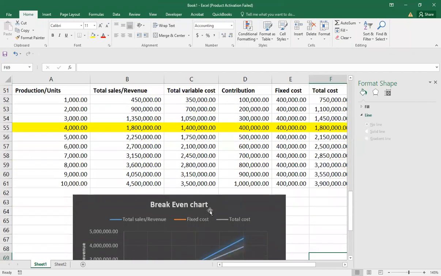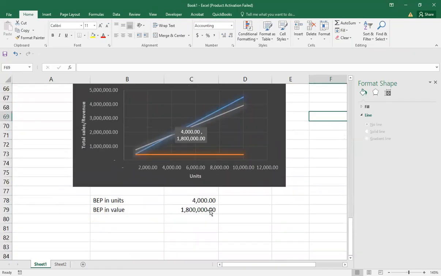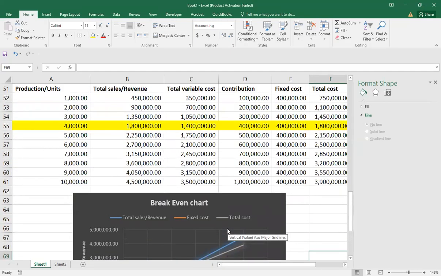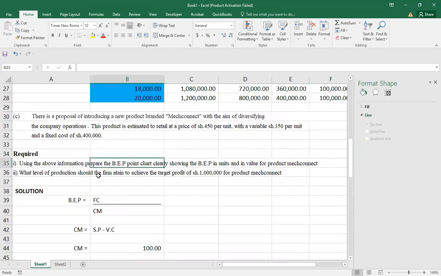Okay, so in that case, my good students, the next item that will also be required to prepare, according to our question, you are told: what level of production should the farm attain to achieve the target profit of 1,000 for product may connect? So basically, that is what level of production should we produce, or rather should we sell, to achieve this case?